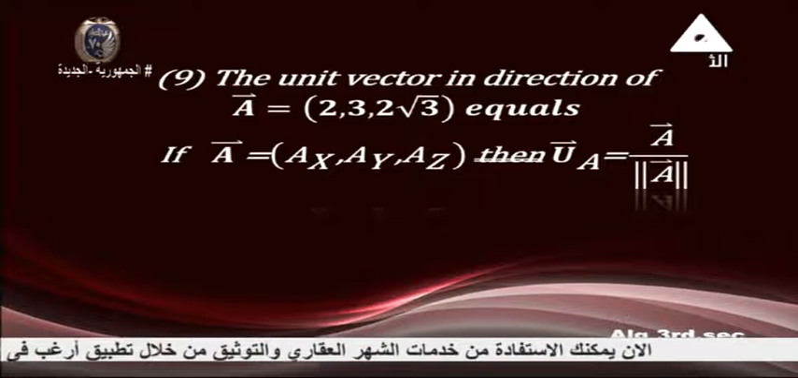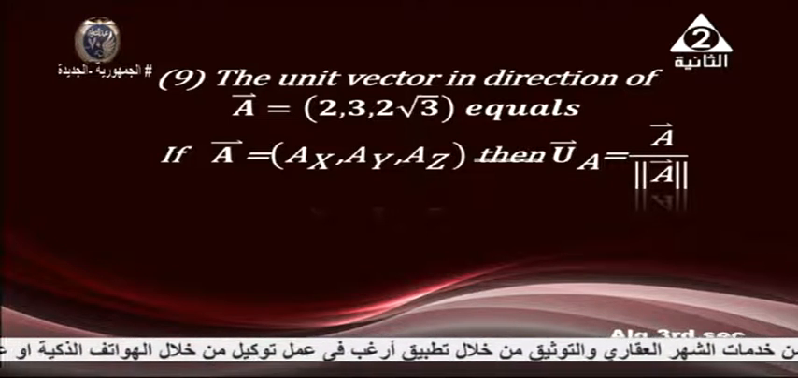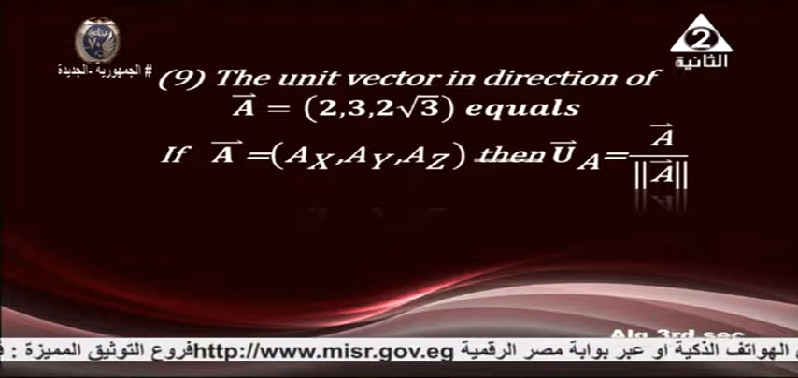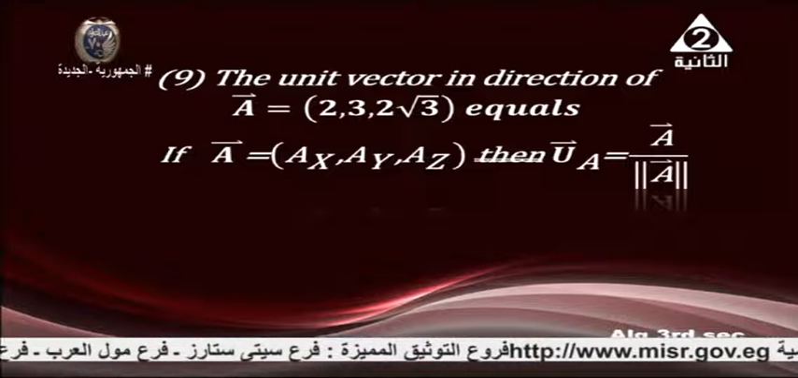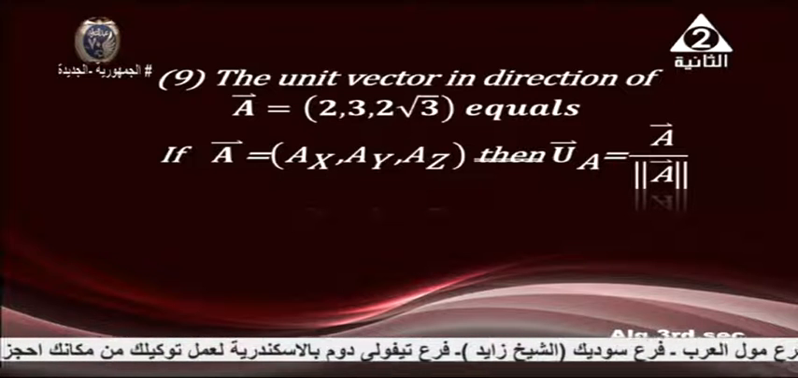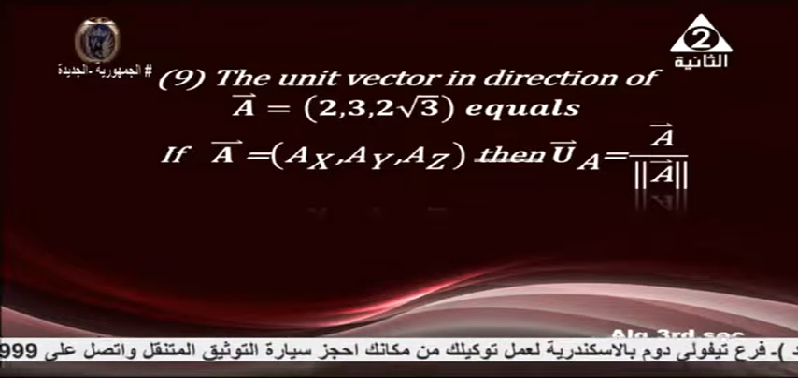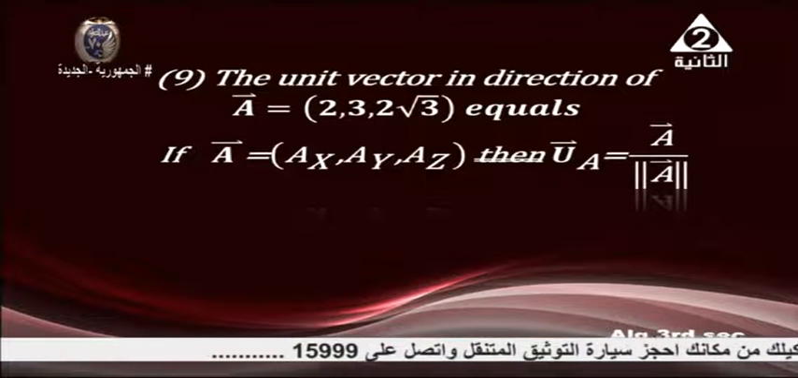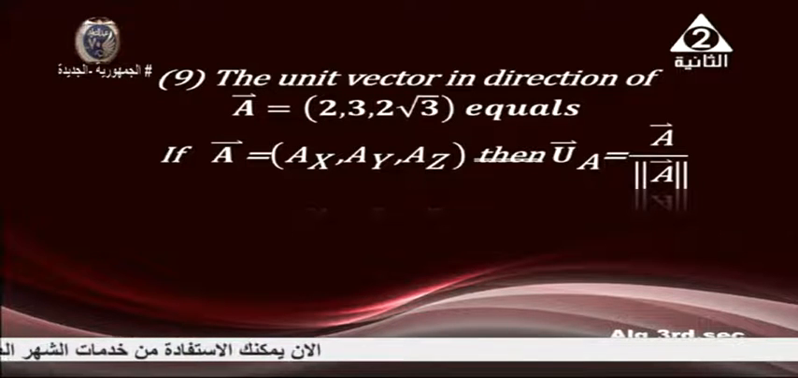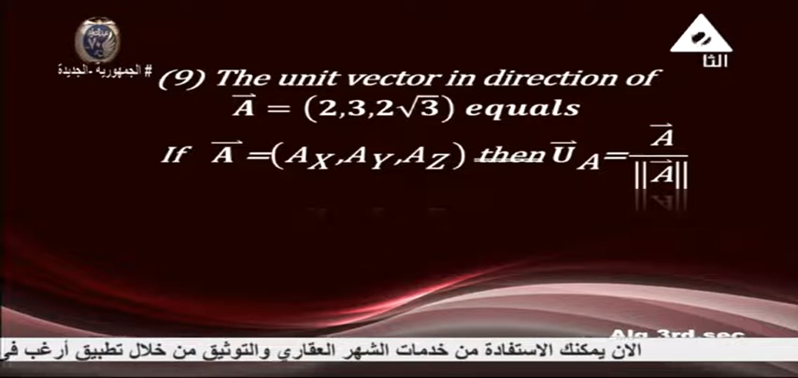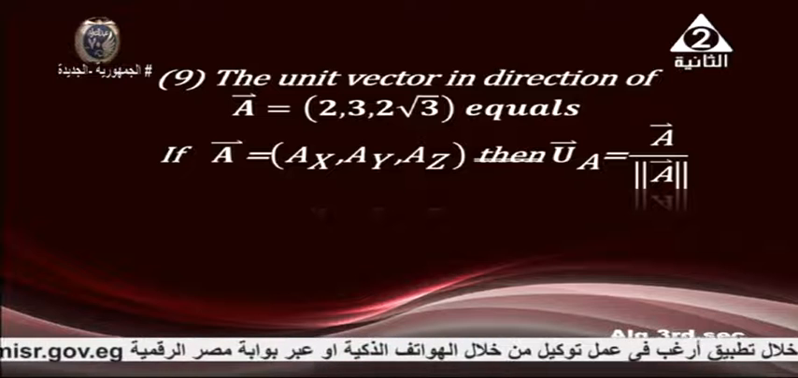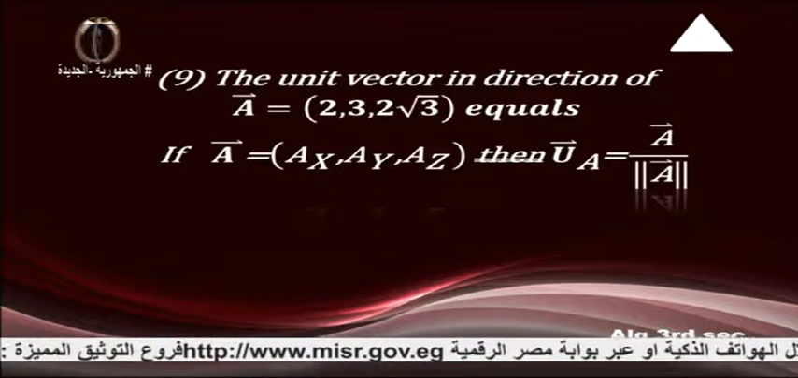This is the rule. My dear student, any branch of math, whether solid geometry or algebra, depends on the rule. In this case, the required is the unit vector in direction A, and the given vector A is (2, 3, 2√3). The unit vector in direction A is vector A over norm A. What is the A vector? (2, 3, 2√3).